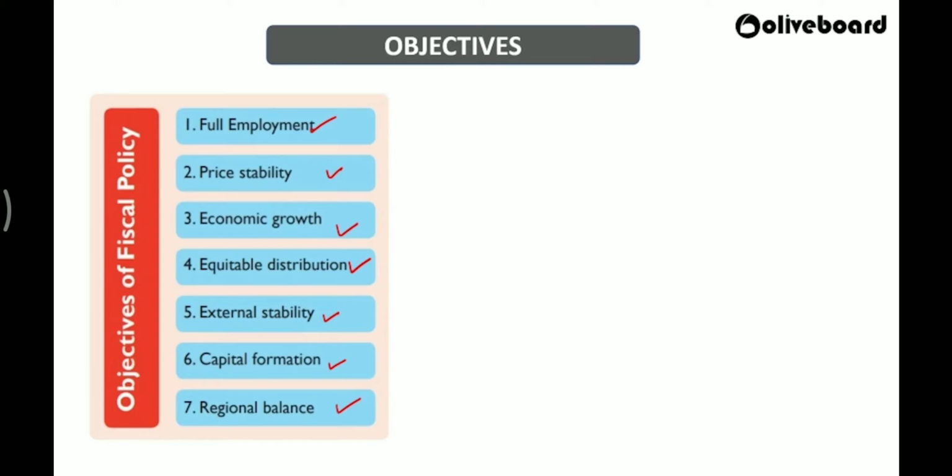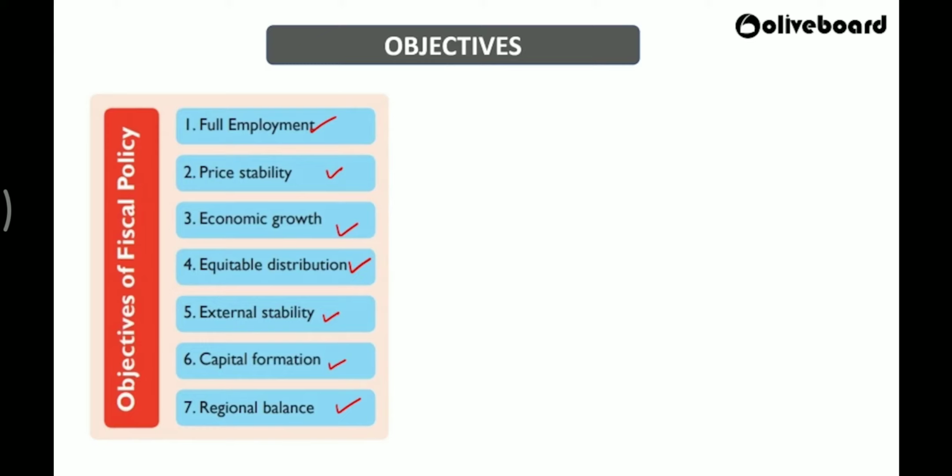All those things are happening automatically. All right, next one, regional balances. Regional balances means, when a country is fully developed, all the areas and all the sectors are growing together. All right, so that is called regional balance.